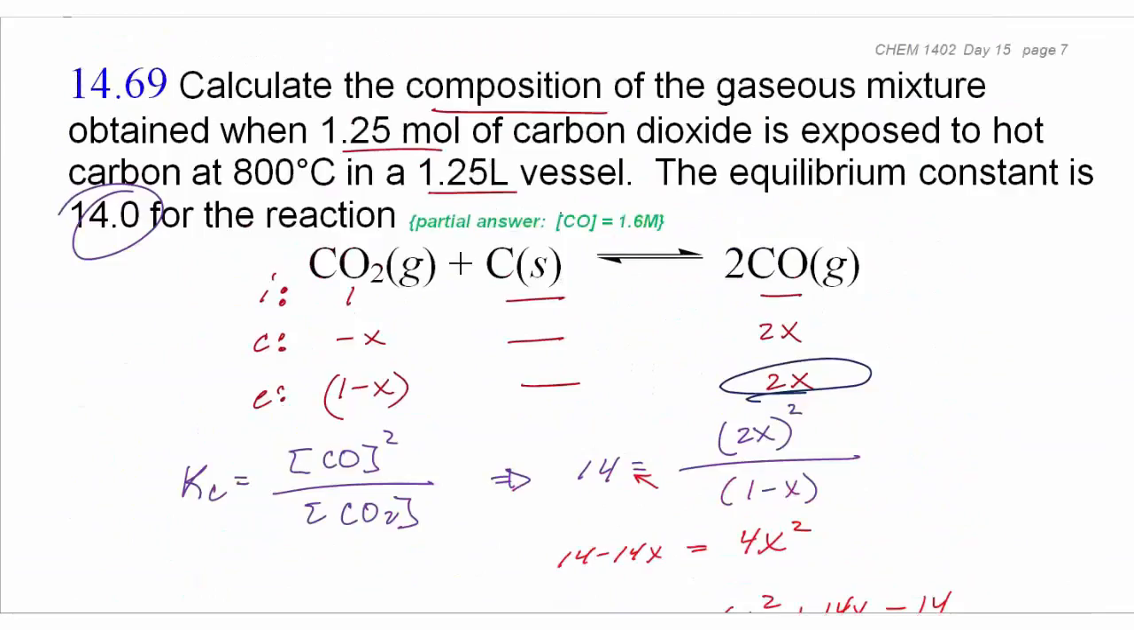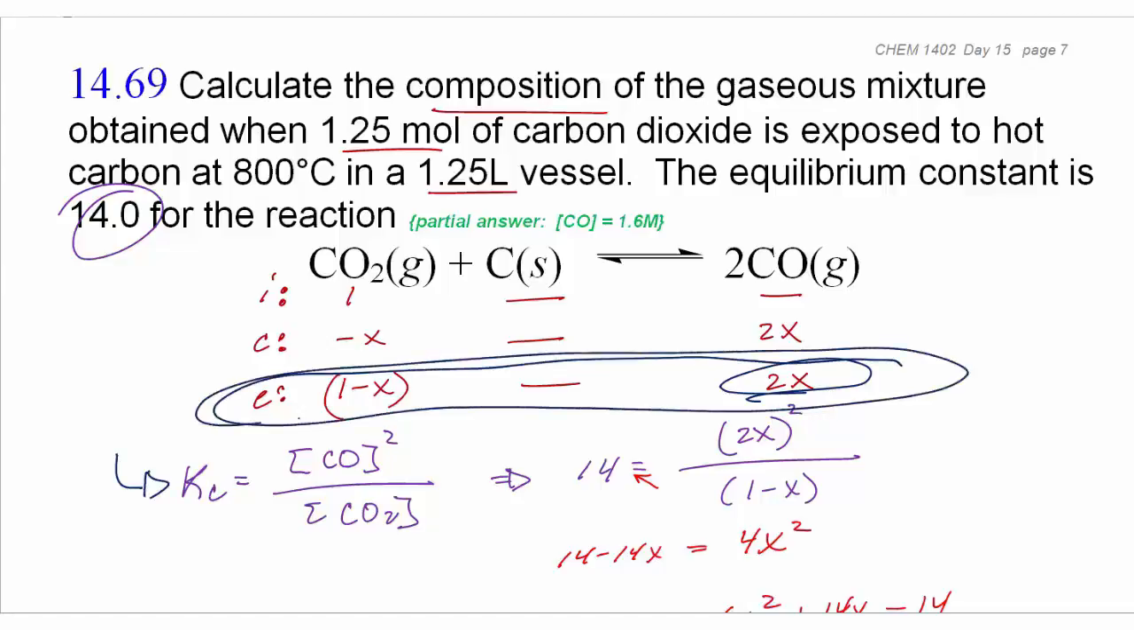So the game plan on these problems is pretty much like before. Make an ice table, but it needs to be a concentration table. Substitute everything into your Kc expression and solve for x. And then go back to your ice table, and now that you know what x is, you know what the equilibrium composition is.